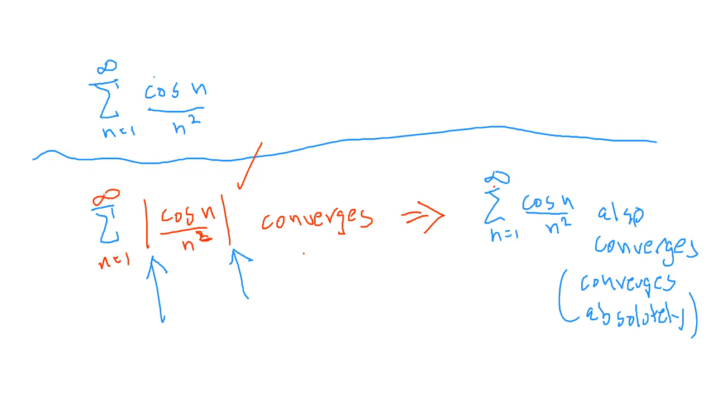If a series converges absolutely, then when we adjust the series to make all the terms positive by putting in the absolute values, that series converges. And if that series converges, our series converges. So if a series ever converges absolutely, it converges. That's right.